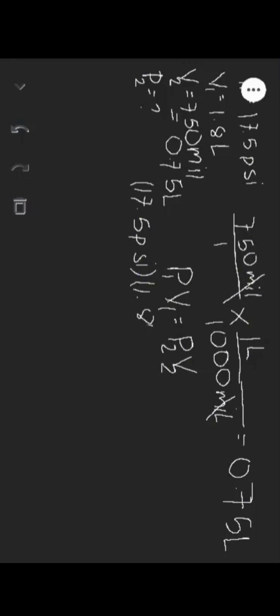So now that V sub 1 and V sub 2 have the same units, we can use the equation. P sub 1 times V sub 1 is equal to P sub 2 times V sub 2. Let's substitute all the given values. 17.5 psi times 1.8 liters is equal to P sub 2 times 0.75 liters.